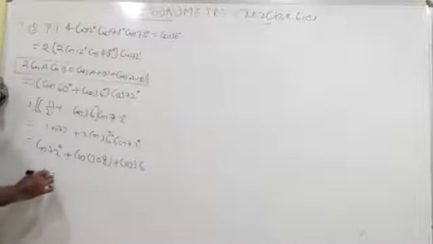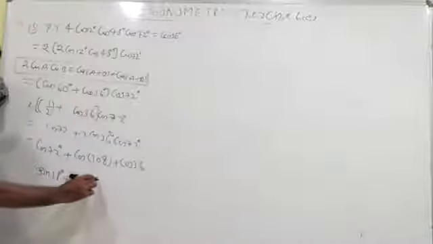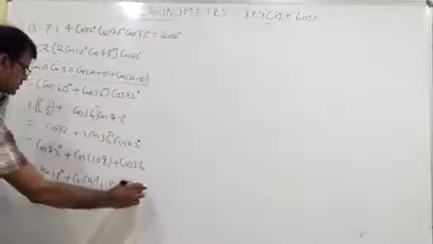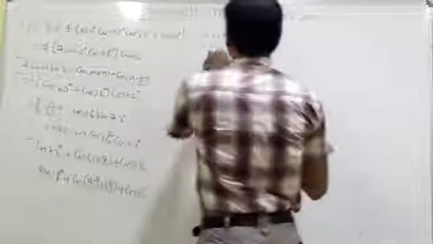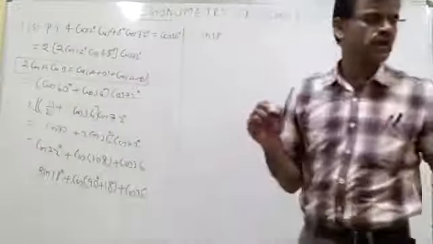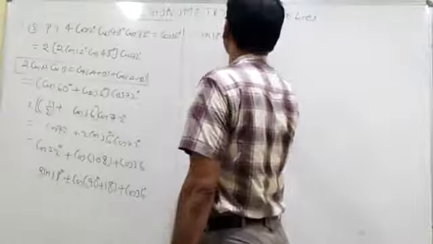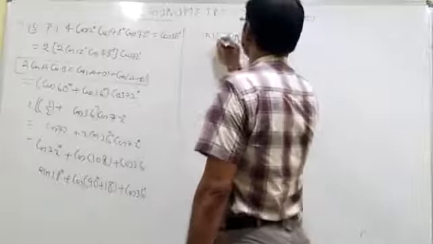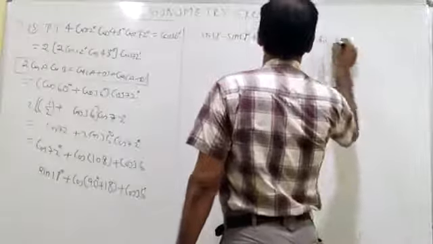Now you can write this one. Cos 72 is nothing but sin 18. Plenty of times we have discussed it. Now write like this: cos 90 plus 18 plus this is cos 36. Now sin 18 is there, and we know that cos 90 plus theta is minus sin theta. Sin 18 plus cos 36. Sin 18 gets cancelled. We have only cos 36. Hence proved.